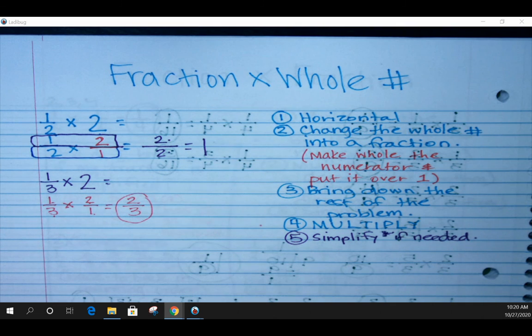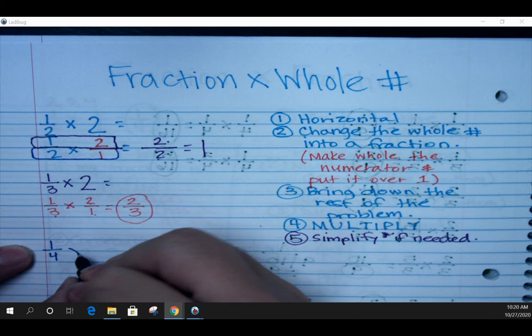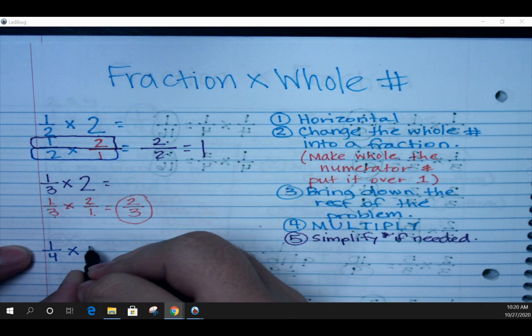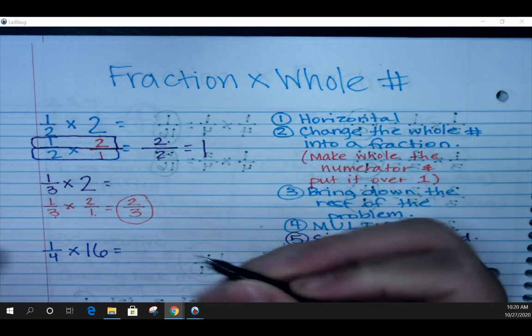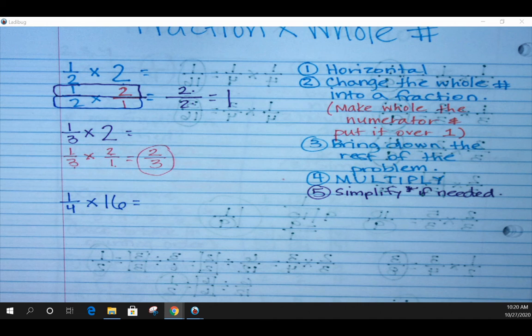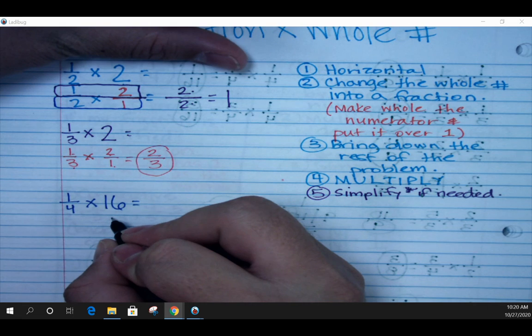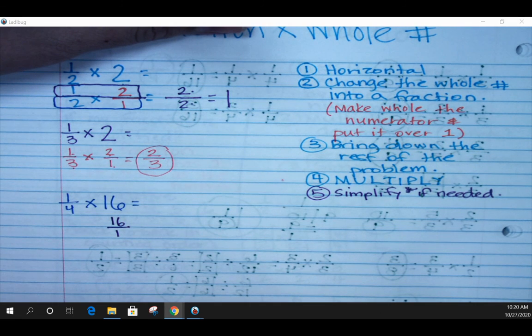Okay, moving right along. What about 1/4 times 16? What's the first thing I do? Make it horizontal. Check. What's the second thing I do? How do I do that? Check. Next.